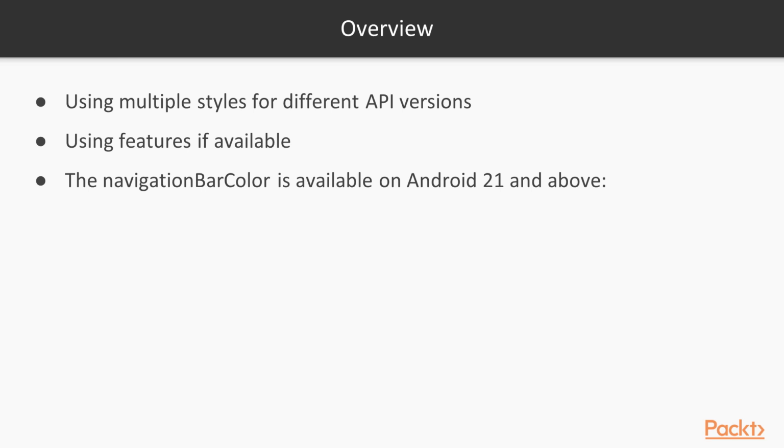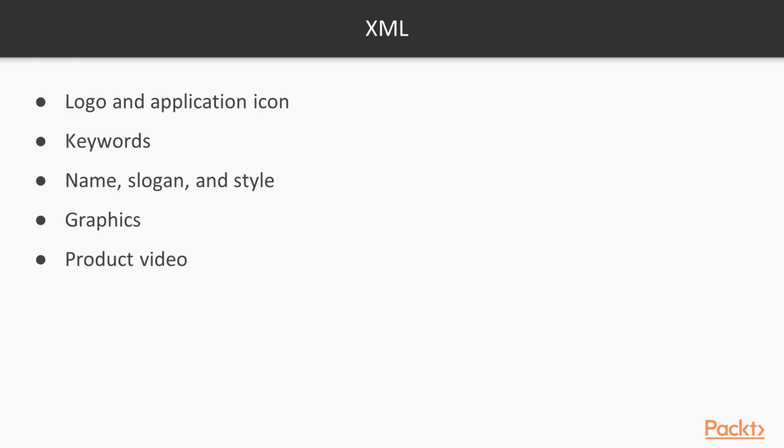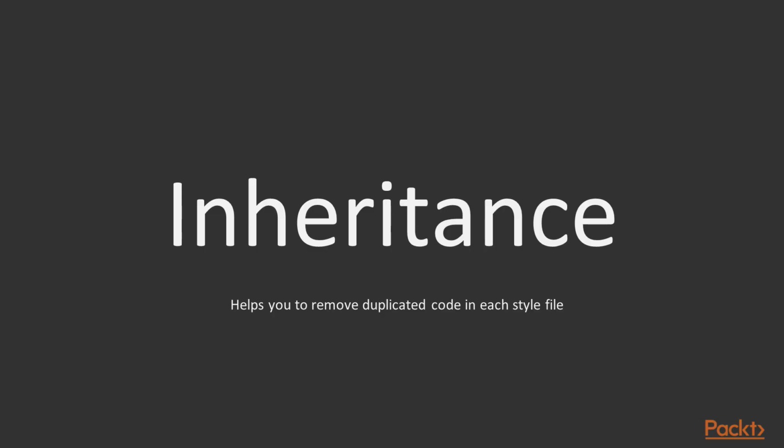So, we can create two styles, one for API 21 and above, and another one for versions below 21. In XML, we should create multiple styles.xml files in the values folder and declare the available attributes in each style file. Android automatically selects the appropriate style file based on the user's Android version. Inheritance helps you to remove duplicated code in each style file. Let's dive into the code.